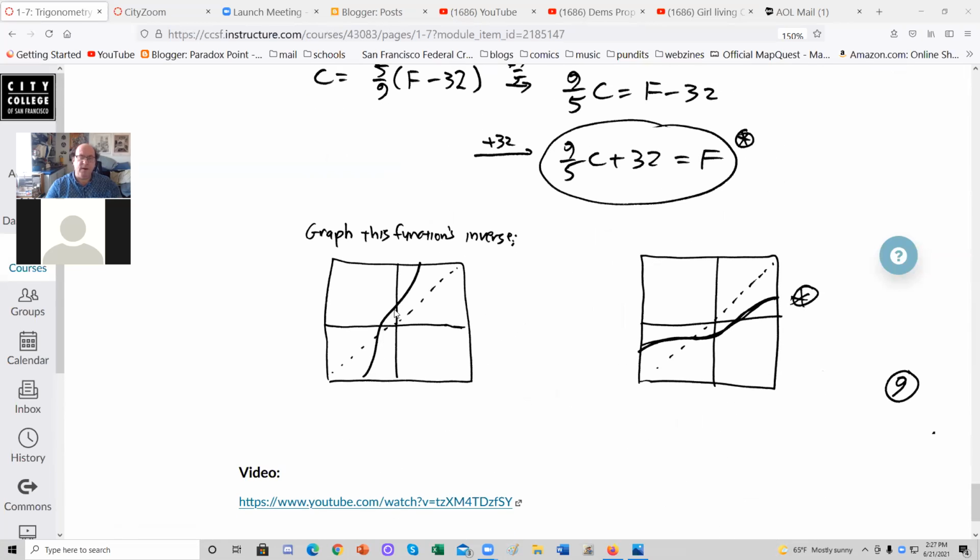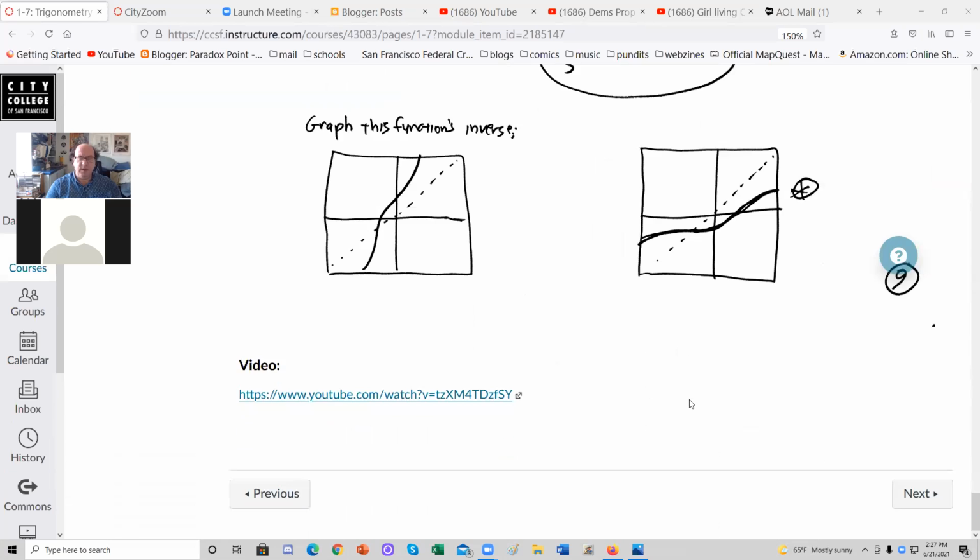Here we have a graph of a function. Graph its inverse. Well, we flip across the diagonal and we get something like this. And there's the graph of the inverse. Okay, I think that concludes that part.